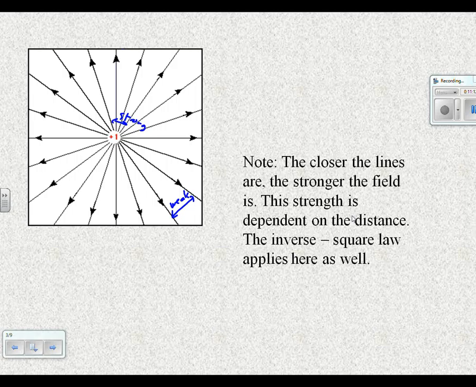If I get closer, right, if I'm here, 2 meters, and it's X, and then I go here, and I get twice as close, it's now 4 times stronger. Inverse square.